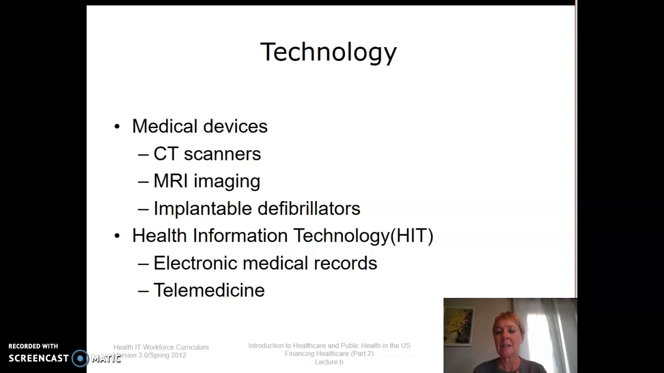We have health IT, or HIT. The electronic medical records have driven up the cost because it's not inexpensive to put these in. Telemedicine is a way to control costs, but it also increases cost as those systems get up and running.